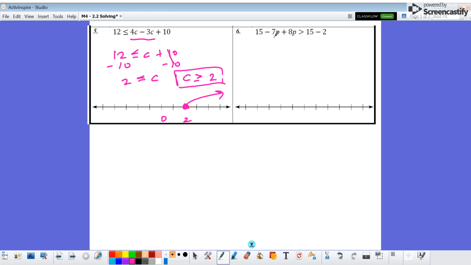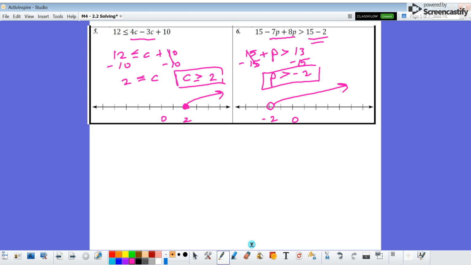And in number 6, I'll combine like terms again on the left-hand side and the right-hand side. I'm going to do that in the same step. You guys should be okay with that. This is going to be 15 plus p is greater than 13. And again, I'll just subtract 15 from both sides. p greater than -2. Open dot on -2, and my arrow to the right.